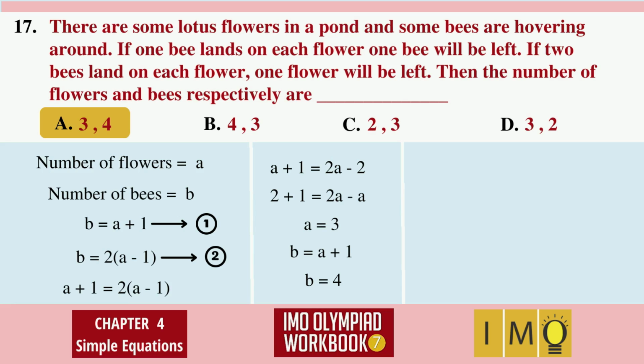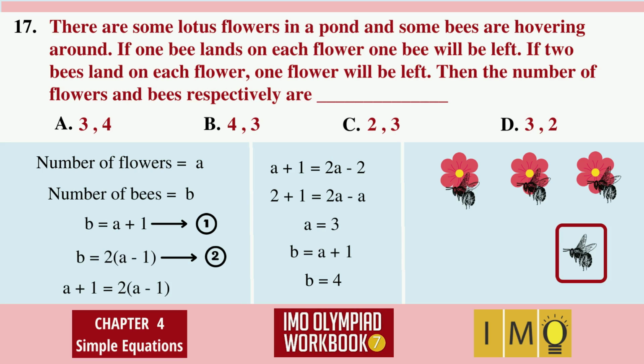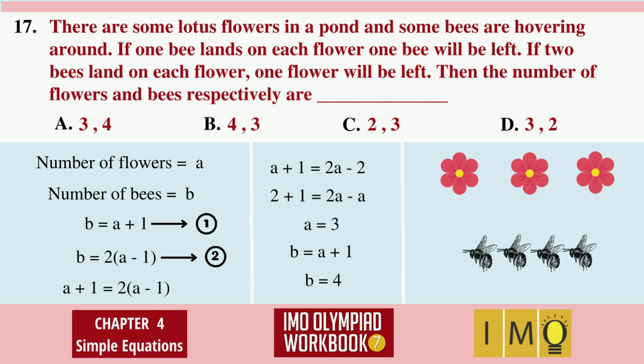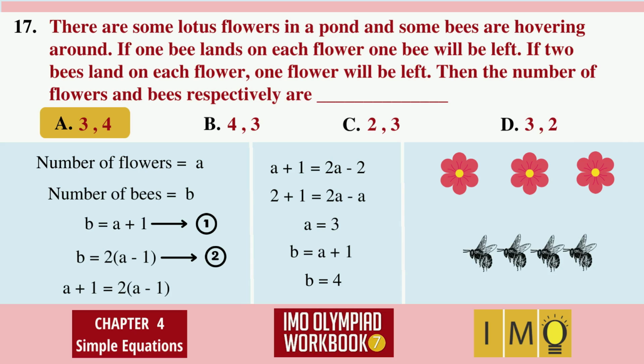The same solution can also be arrived at by drawing bees and flowers. Option A, let's draw 3 flowers and 4 bees. When the bees land, 1 on each flower, we have 1 bee left over. And when the bees land, 2 on each flower, we have 1 flower left over. So this shows us that option A is the right answer.